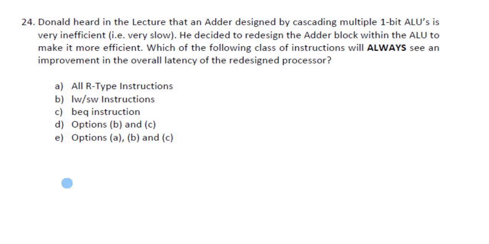For 24, the basic idea is we have redesigned the adder block within the ALU. So within the ALU, the adder has now been improved to make it much more efficient. Now the question is, which of the following types of instructions will always see an improvement? For R-type instructions, we have arithmetic, plus we also have logical. So yes, arithmetic will see an improvement, but logical will not see any improvement, because the adder does not come into play here. So not all R-type instructions are going to improve.